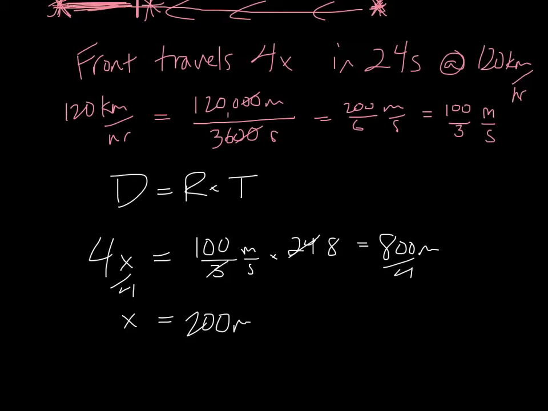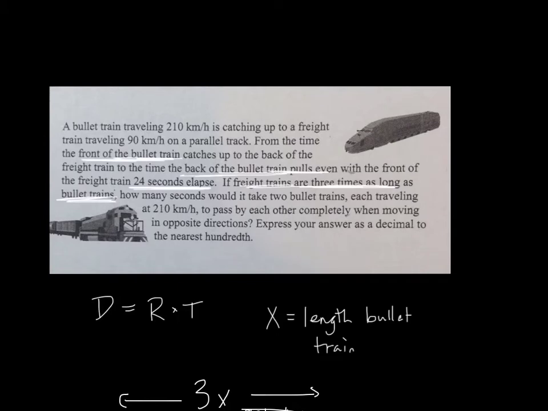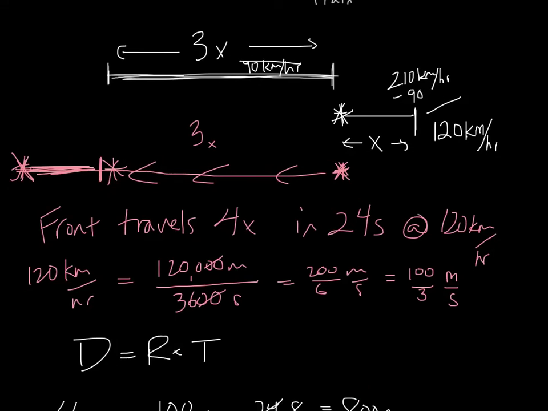Okay? Now, going back to the actual question, they were asking us how many seconds would it take 2 bullet trains, each traveling at 210 kilometers per hour, to pass by each other completely. Okay? Again, we're going to do the same trick. And what do I mean by the same trick? We're going to pretend that one of them is standing still.